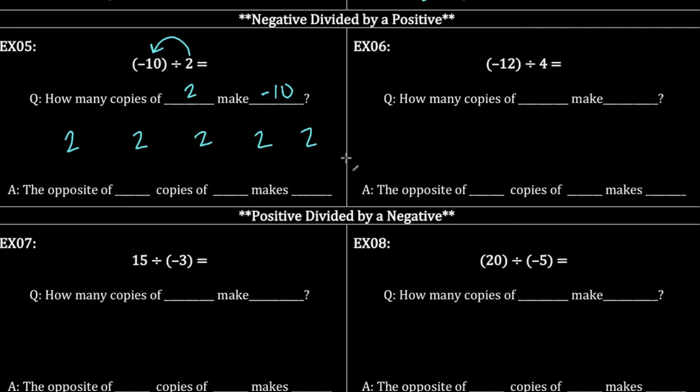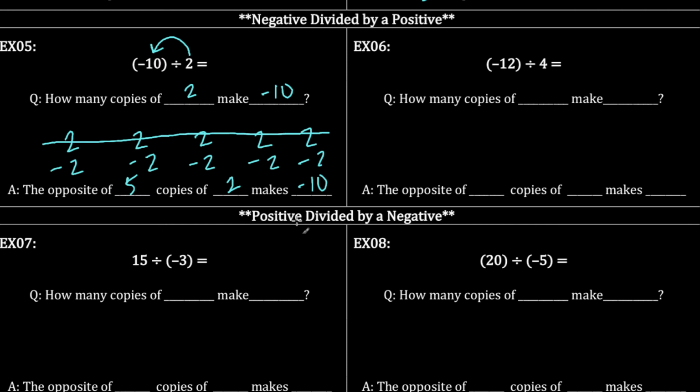So the opposite, because we wouldn't leave it like this. This would be wrong. We would need the opposite of 5 copies of 2, which would be 5 copies of -2. So the opposite of 5 copies of 2 would make -10. So it's not 5 copies. It's the opposite of 5 copies, which would be -5.